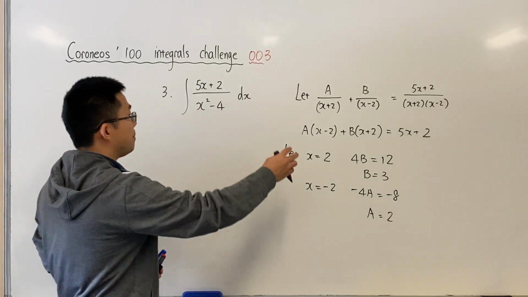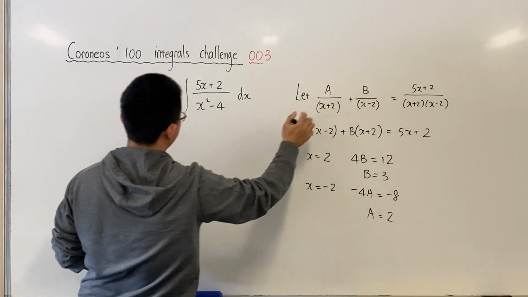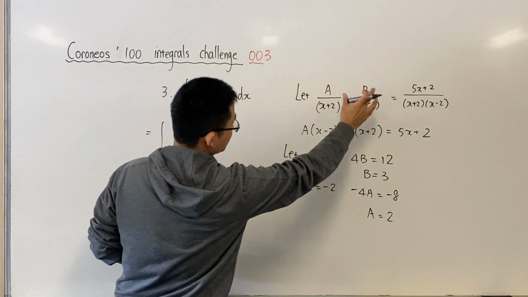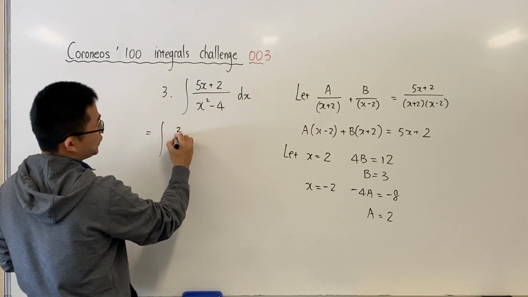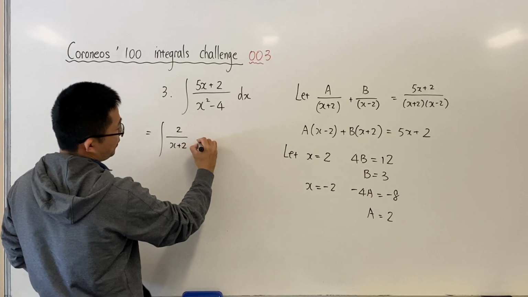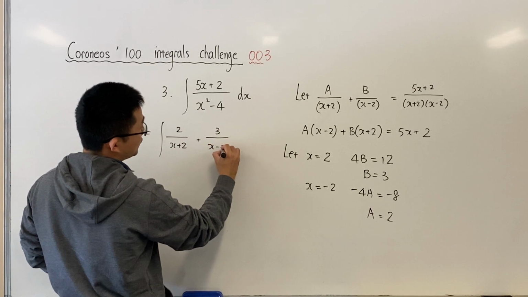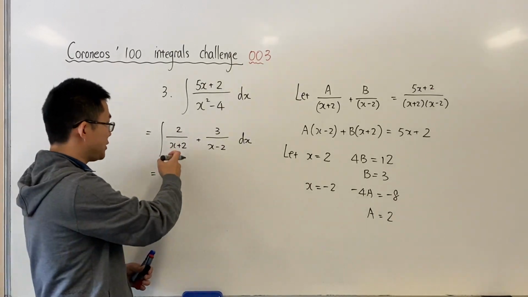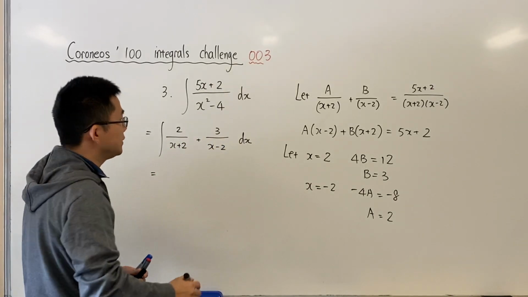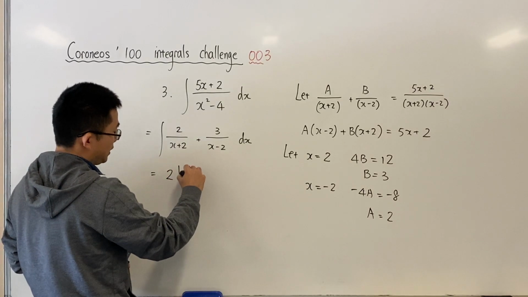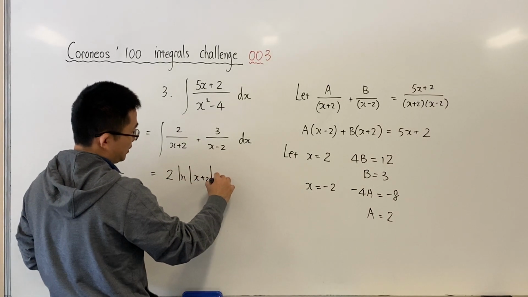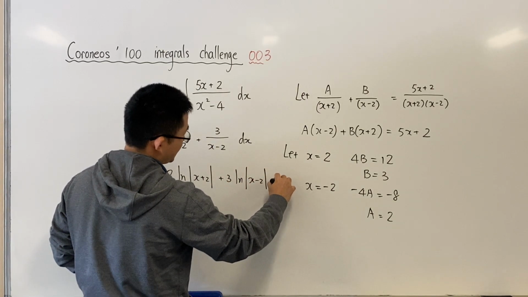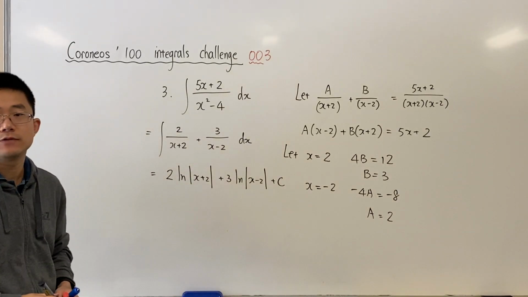Now we can substitute this back into our formula there, and we can start to integrate. So we can separate that fraction into two fractions, A and B. So A is equal to 2 over x plus 2, B is equal to 3 over x minus 2, dx. Now we can integrate each of the fractions here, and that's a logarithm integration. So that gives us the answer 2 ln absolute value of x plus 2 plus 3 ln absolute value of x minus 2 plus C. And that becomes the final answer for this question here.